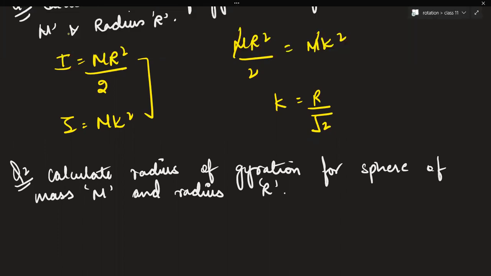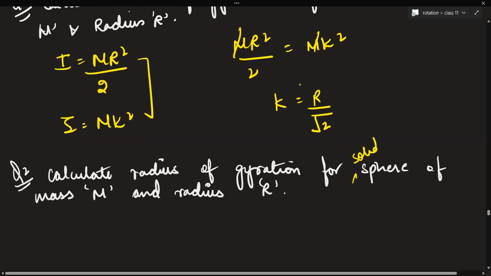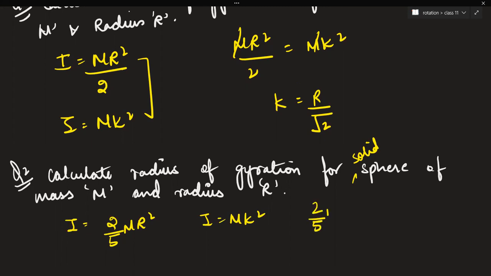Now, remember what the formula of it was? The formula for a sphere: 2 by 5 mr square. For a solid sphere, it was 2 by 5 mr square. Good. Just make it solid also for specification. So this is 2 by 5 m r square, and we know the moment of inertia is mk square. Now you can equate it. 2 by 5 m r square is equal to m k square. m cancelled, k comes out to be r under root 2 by 5.